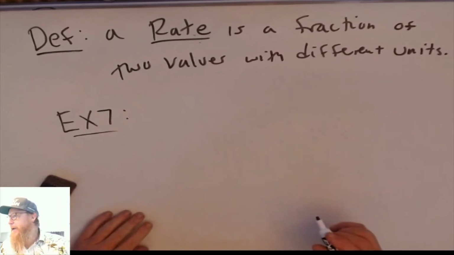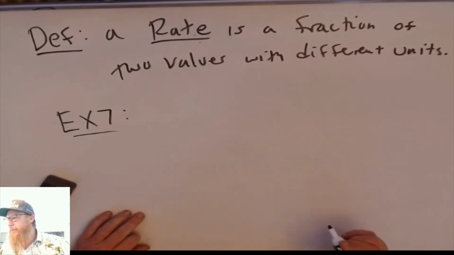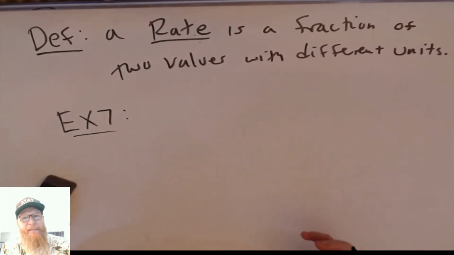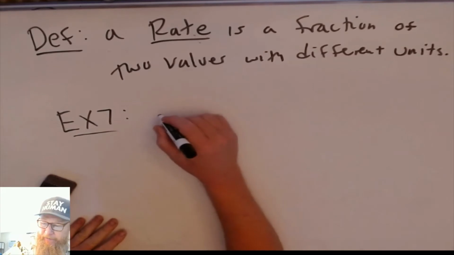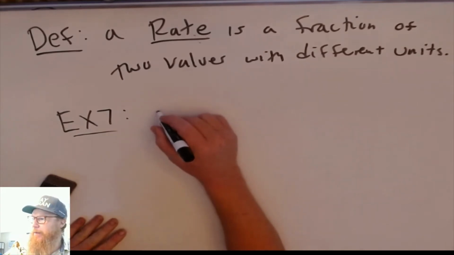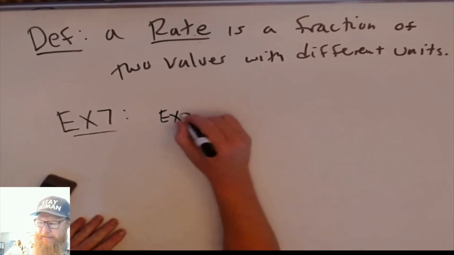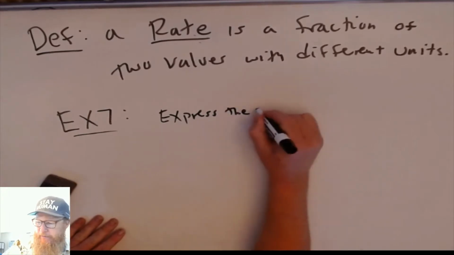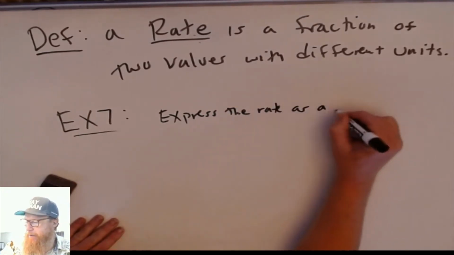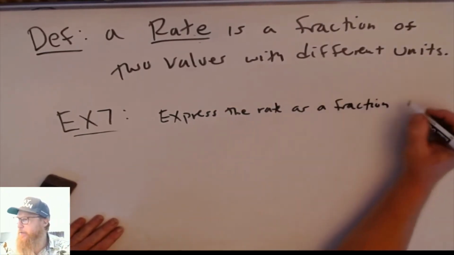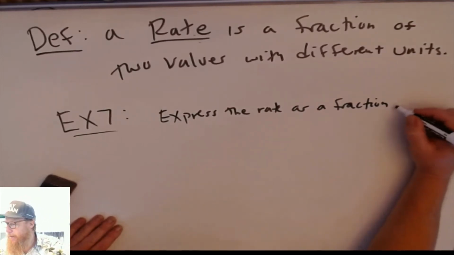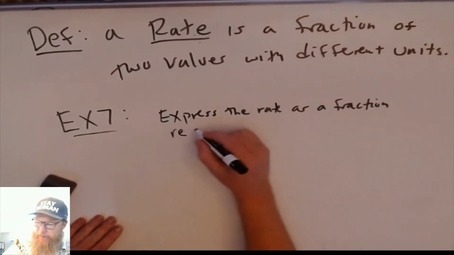So, for example, one of the most familiar rates that you've heard of, that you use all the time, is speed. Yeah, speed is a rate. So, for example, express the rate as a fraction reduced to lowest terms.